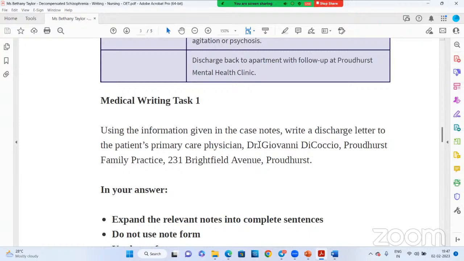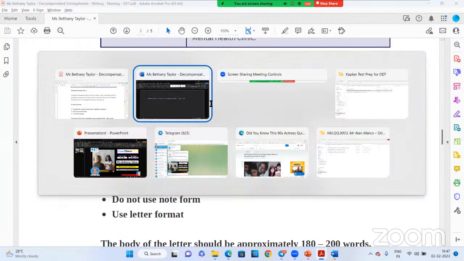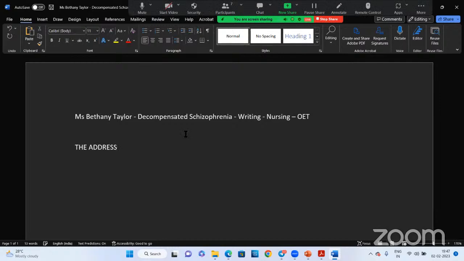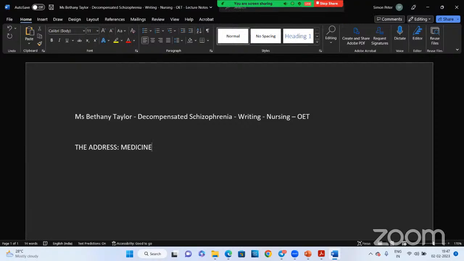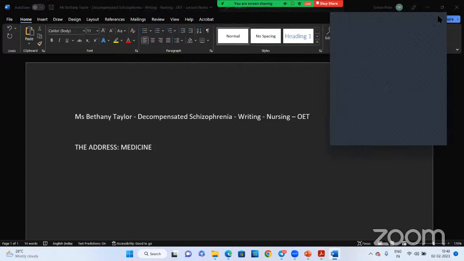If you see very clearly in the address, medical letter, the first one is the address for medicine students. Now, what should come in the address?